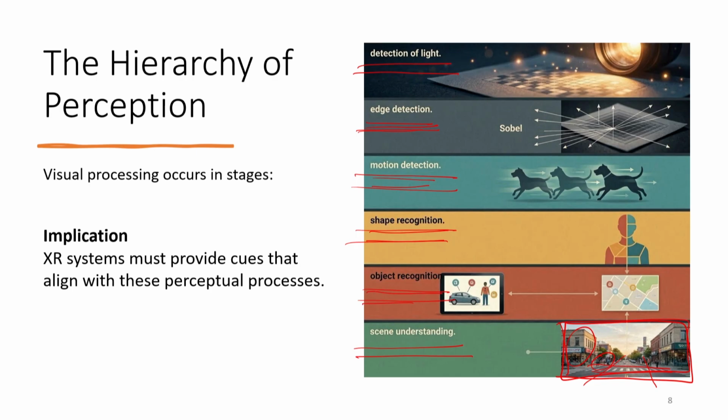So, the implication of this hierarchy of perception is that XR systems must provide cues that align with these sorts of perceptual processes such as edge detection, motion detection, shape recognition and object recognition.